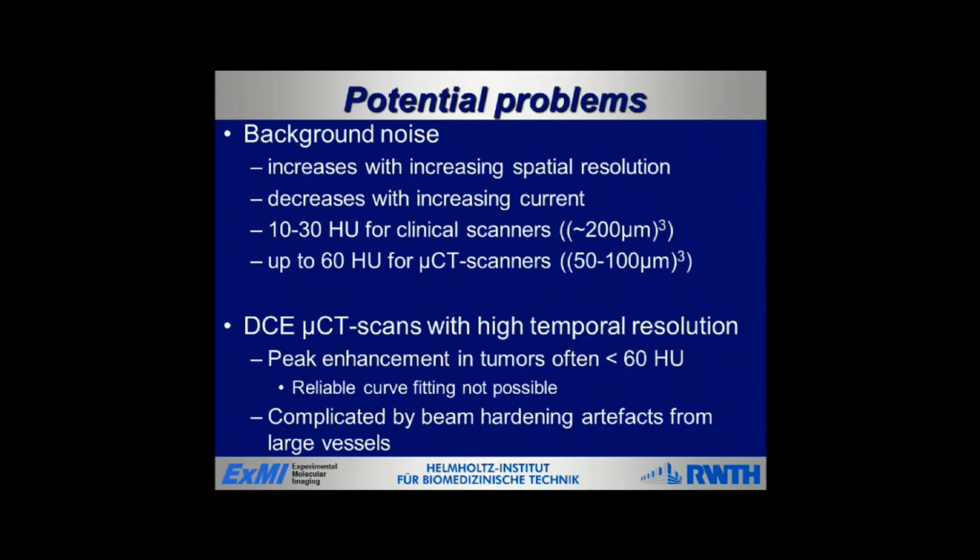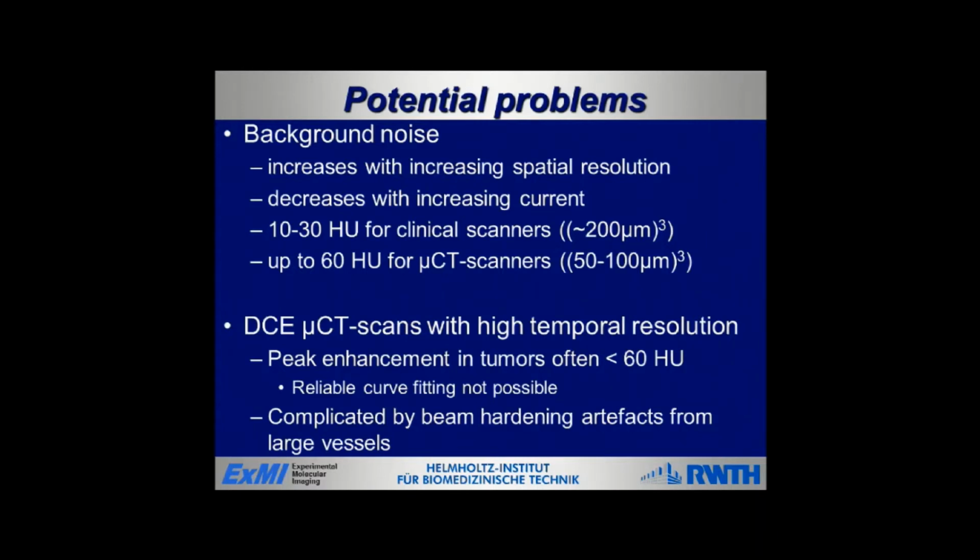Another potential problem in micro-CT imaging is the background noise. And you should always know that the background noise in CT increases with increasing spatial resolution if you don't give more dose, and it decreases with increasing current. In clinical CT scanners, you usually have a background noise between 10 and 30 Hounsfield units if you have a resolution of about 200 micrometers square. But in micro-CT scanners, you can have background noise up to 60 Hounsfield units, depending on the resolution.